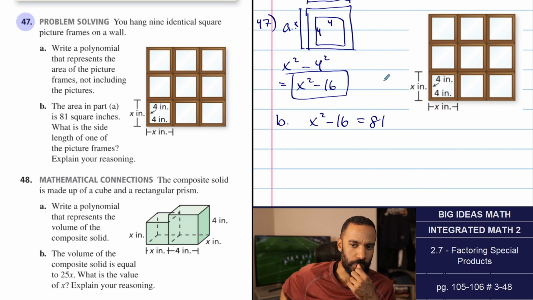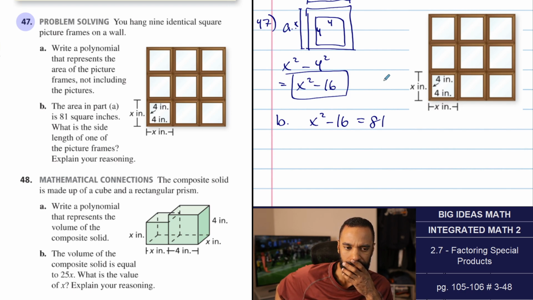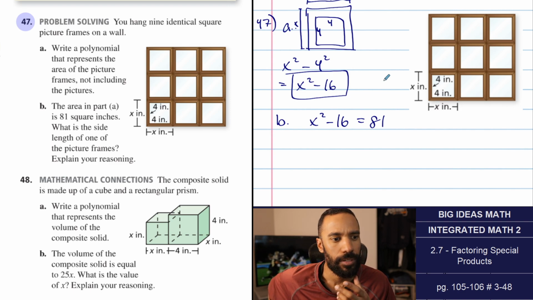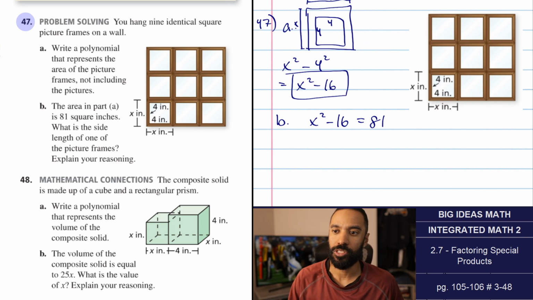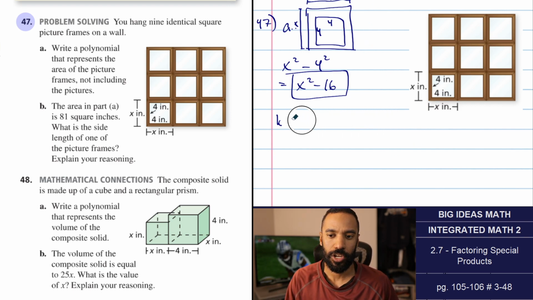What is the side length on the picture frames? Explain your reasoning. Oh, I'm not done. I'm sorry. I'm not done on part A. It's not a single picture frame that we need. It's all of the picture frames.